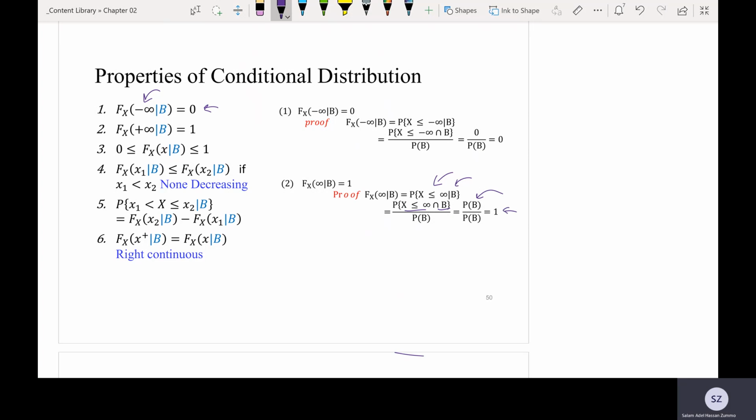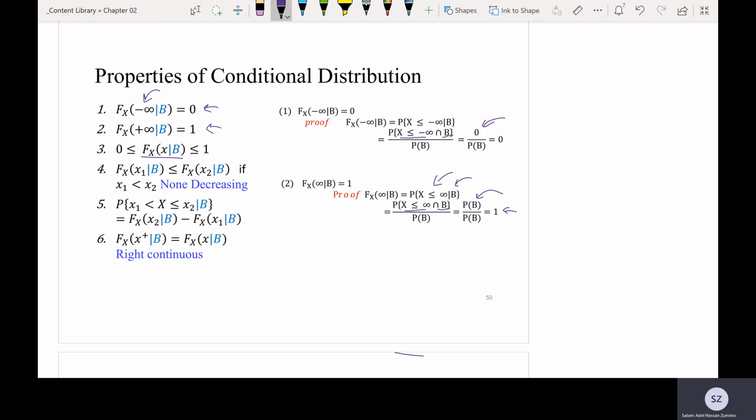On the other hand, the probability of X less than minus infinity intersect with B is as if you are saying the probability of the empty set intersect with B. So these are the first two properties, and they are the same as without condition. We see that all the properties follow the same properties of a CDF without condition.